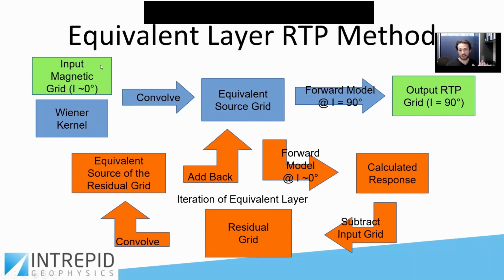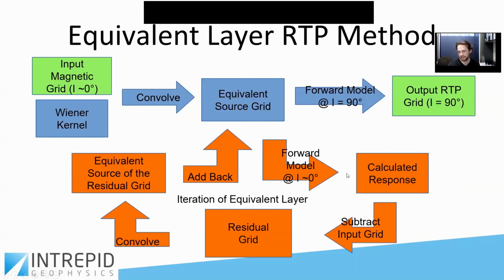We've just got our input magnetic grid, and we are using our Vena kernel that we've calculated to convolve, and we're creating an equivalent source grid. And then from that source grid, you'd be able to either just run a forward model on all those elements and get our output grid, or what we can do as a sort of tuning or iterative process, we can actually go backwards and we can use the forward modeling to reproduce our input magnetic grid.